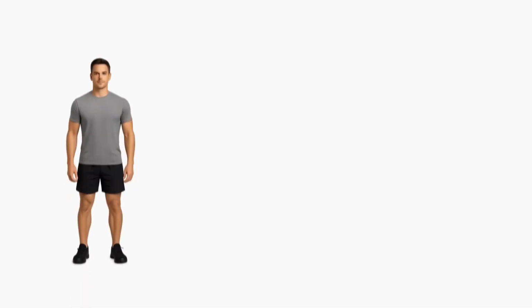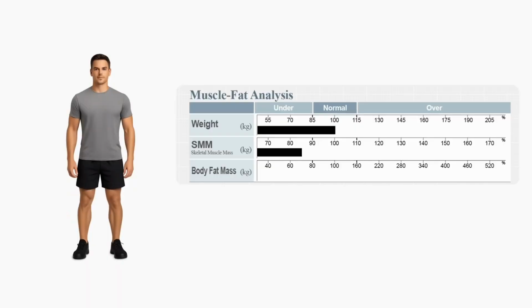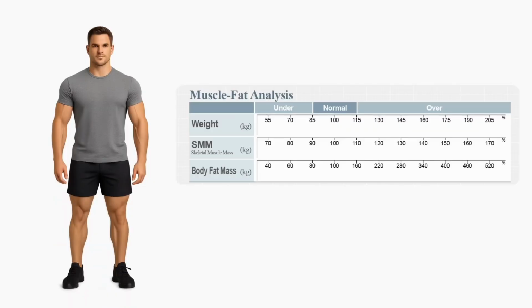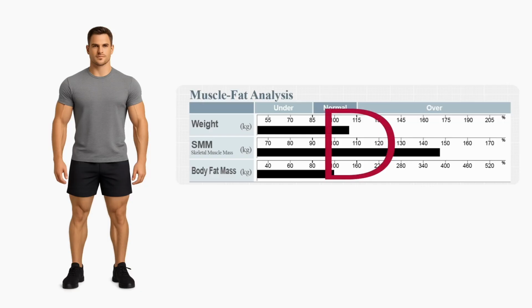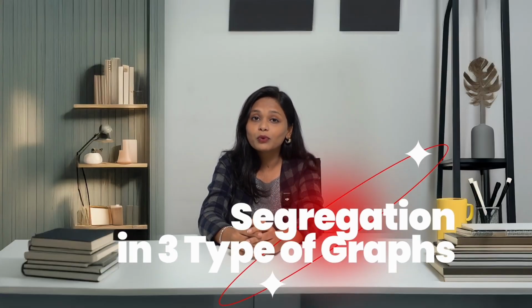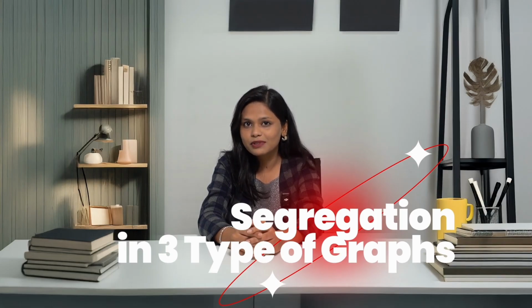If someone has a proper weight, proper muscle mass and proper body fat, everything in the normal range, then the person has an ideal body type which has to be maintained. The third type of the graph is a developed type of graph, which is a D-shaped graph, wherein the muscle mass is high, weight is low and body fat is also low. So since the person has more muscle mass, the body is more developed. That's why we call it the developed graph.